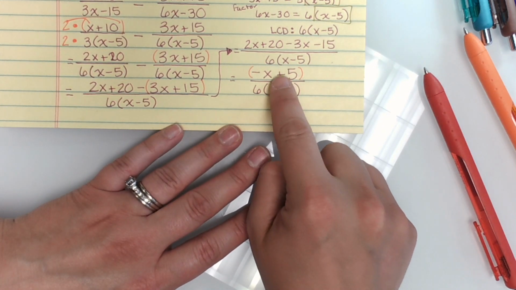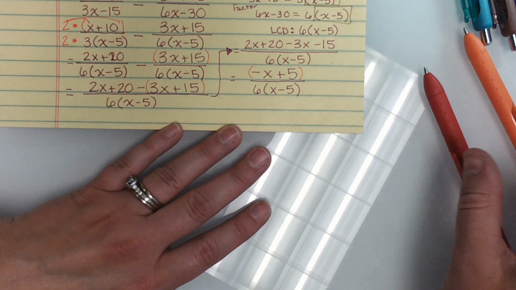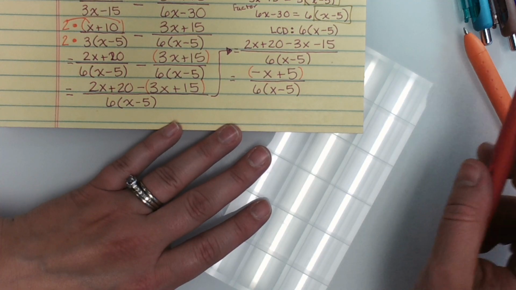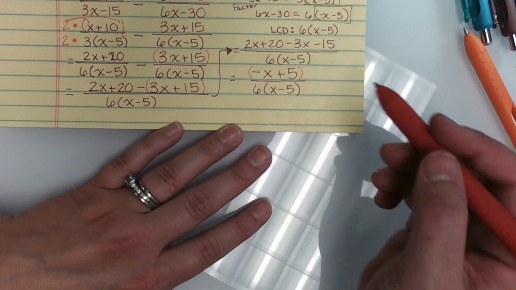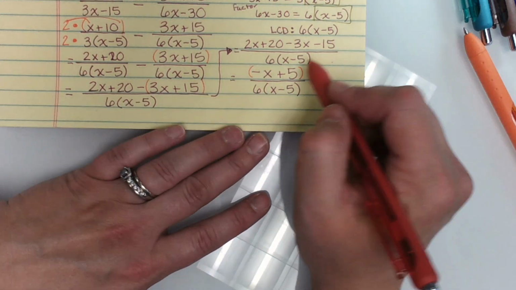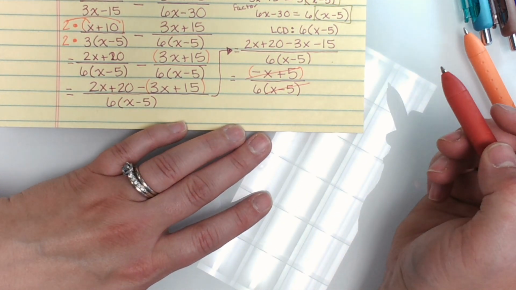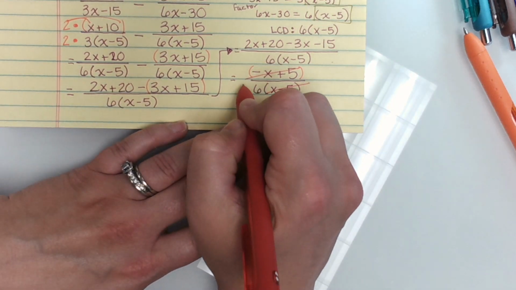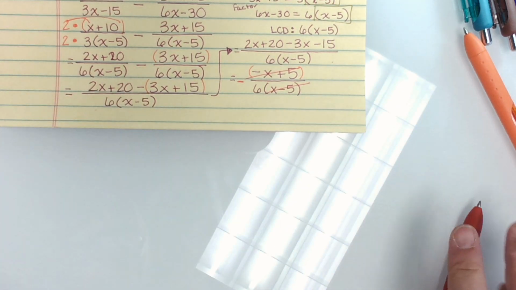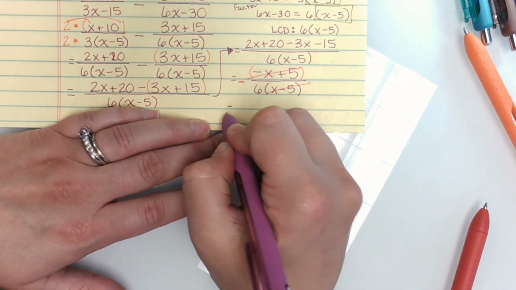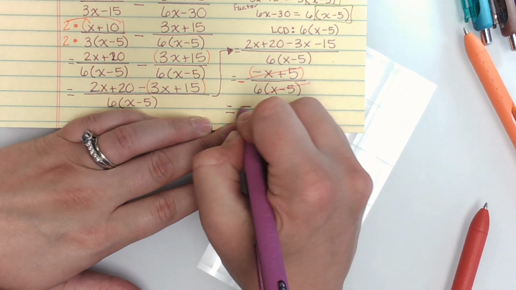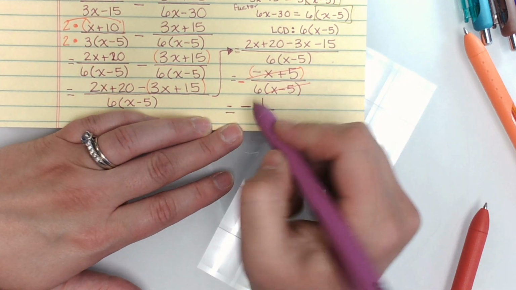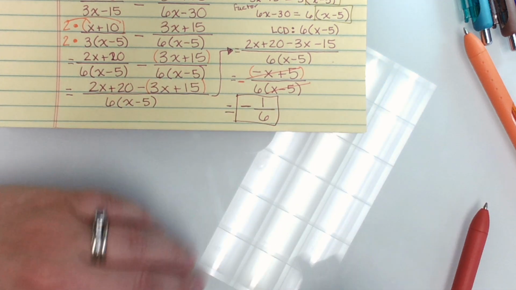What do you notice about these two? They are perfect opposites. Positive negative x, positive negative 5. Opposites will cancel out, but they will leave you with what? A negative. Is my answer negative 6? No, it is negative 1/6. Let's remember the 6 is on the bottom.